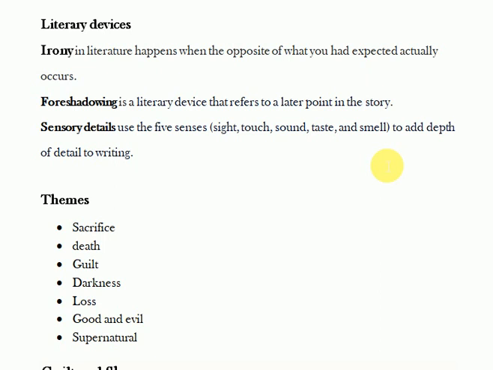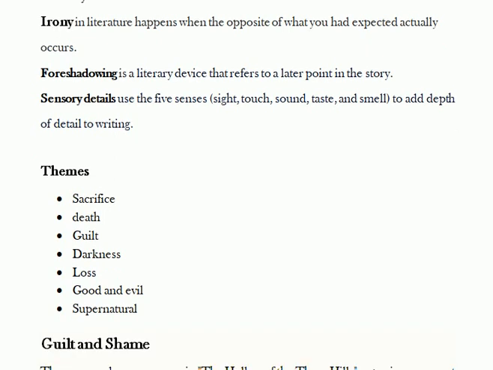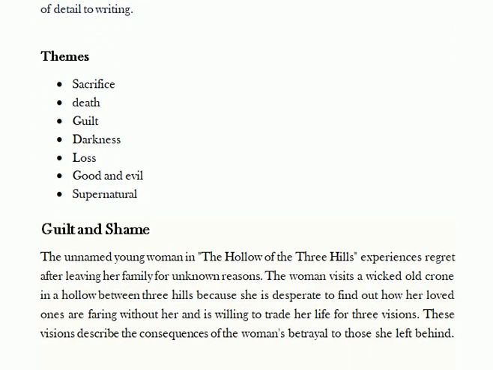Sensory details, that means using the five senses in the text: sight, touch, sound, taste, and smell, and the use of sensory details adds depth to any piece of writing. The themes which are prevalent in the story that we may find in the text include the theme of sacrifice, death, guilt, darkness, loss, good and evil, and the supernatural.